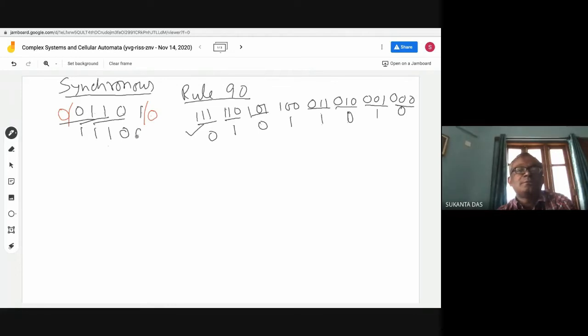So if this is my initial configuration, this is my next configuration: 1, 1, 1, 0, 0. If we further apply, then what will we get? In a similar way, let us apply. So here again 0. In this case, I'm using null boundary condition. I have said I shall use null boundary condition.